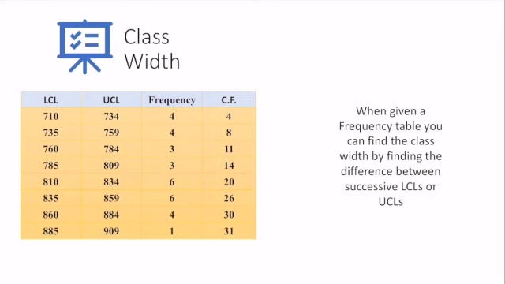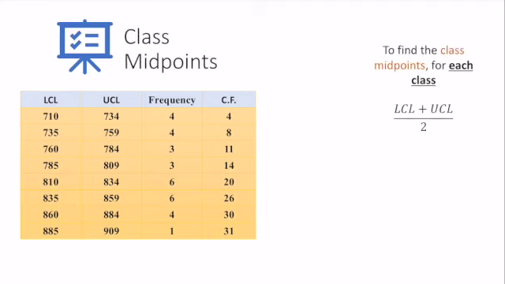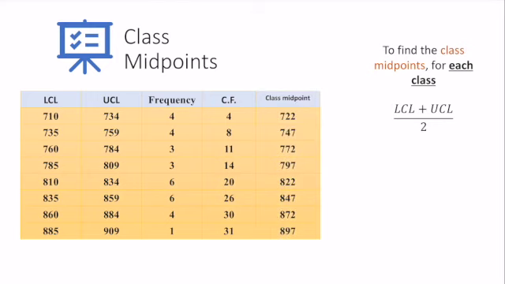When given a frequency table, you can find the class width by finding the difference between lower class limits or upper class limits. To find the midpoint for each class, you add the lower class limit and the upper class limit and divide by 2.